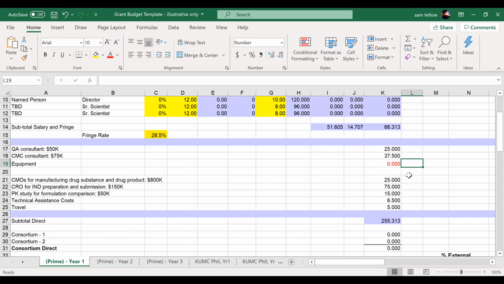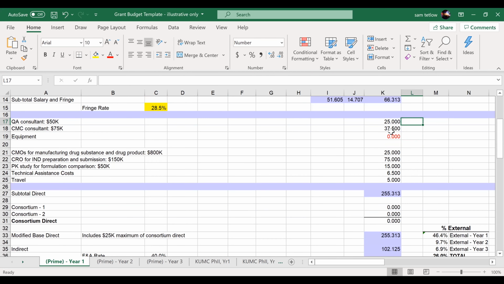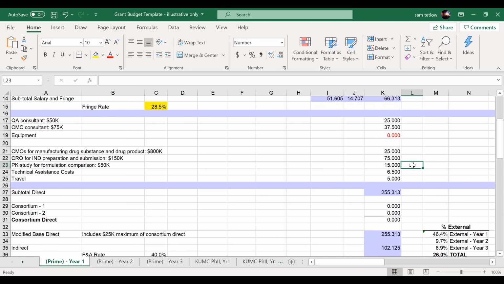Note that this row, QA consultant, says 50K over here. That's the total cost of the project, and we're going to put into phase 1 25K of that. That's just an easy way to navigate what you're looking at and keep your head squared away straight. These other costs are line itemed. Other things that could be in there are things like supplies or materials.